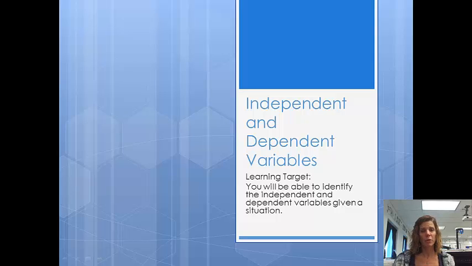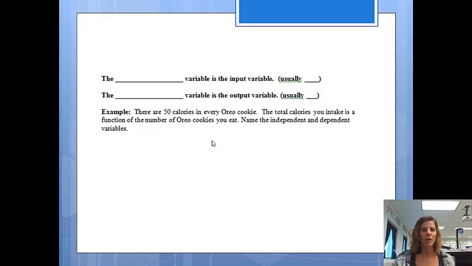Okay, one more topic that we'll be studying when we look at functions is independent and dependent variables. And I think if you're in science, you have studied these and they really are the exact same thing. So at the end of this lesson, you'll be able to identify the independent and dependent variables given a situation. All right, first of all, in case you're not familiar with it, the independent variable is the input variable. It's usually the x, and the dependent variable is the output variable, and it's usually the y.